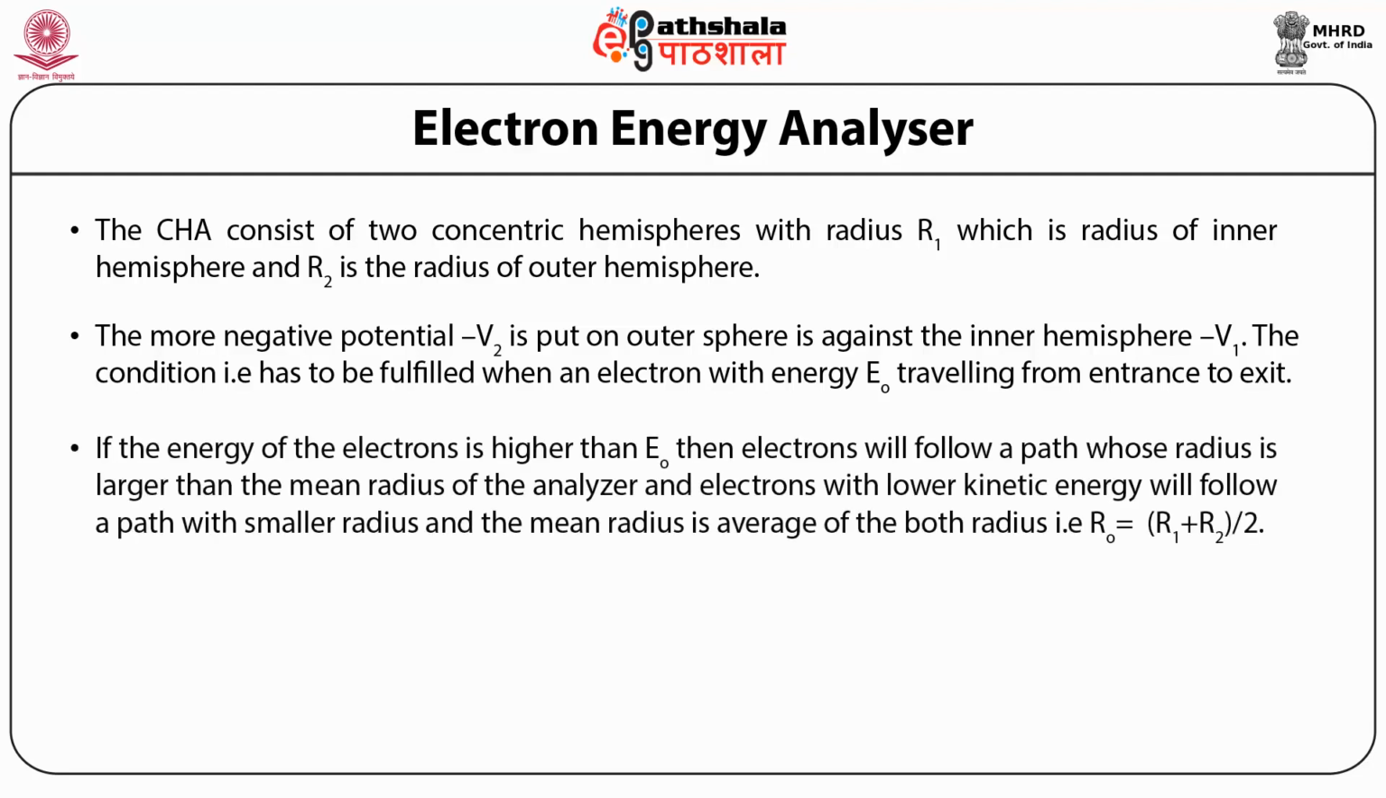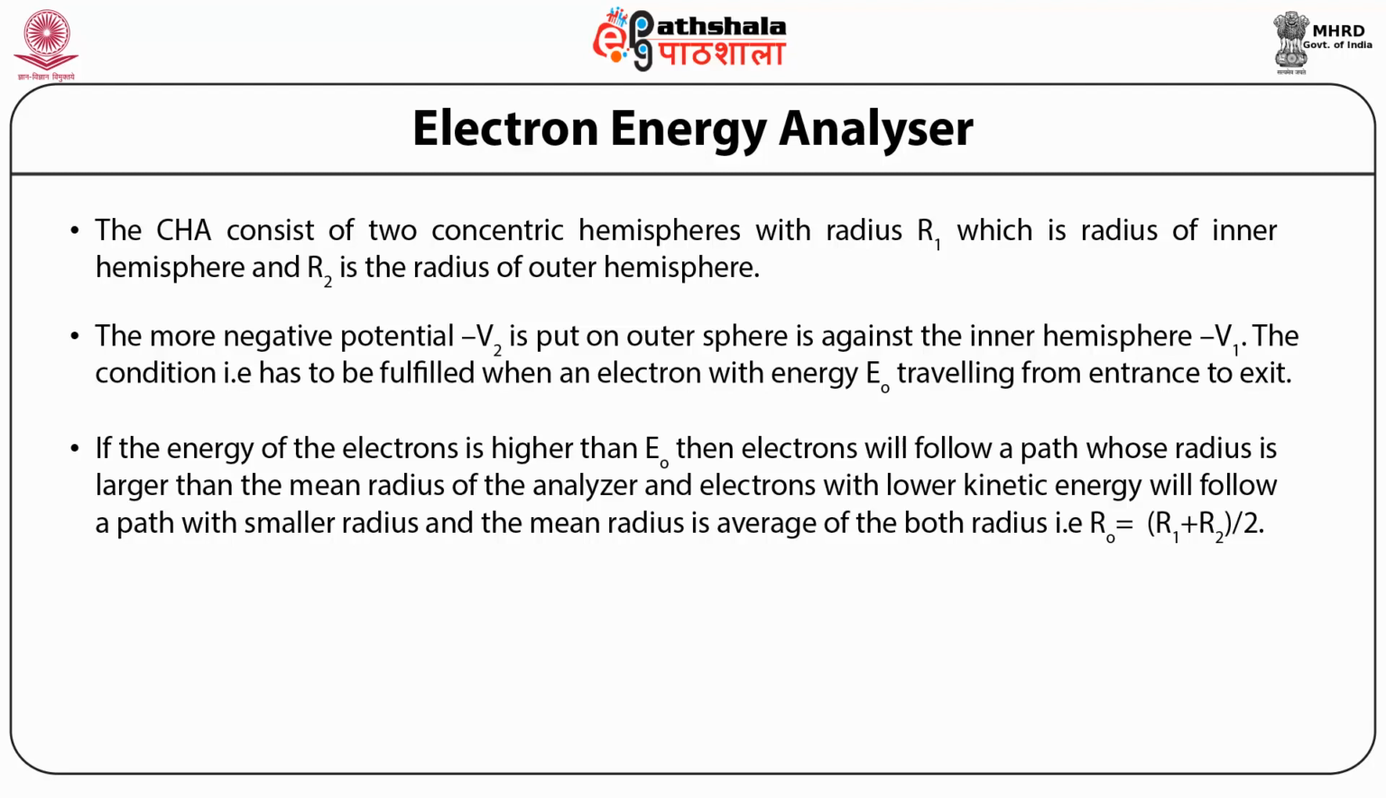If the energy of the electron is higher than E0, then electrons will follow a path whose radius is larger than the mean radius of the analyzer, and electrons with lower kinetic energy will follow a path with smaller radius. The mean radius is the average of both radii, that is, R0 is equal to R1 plus R2 divided by 2. As per the above expression, the energy of the electrons does not differ too greatly.